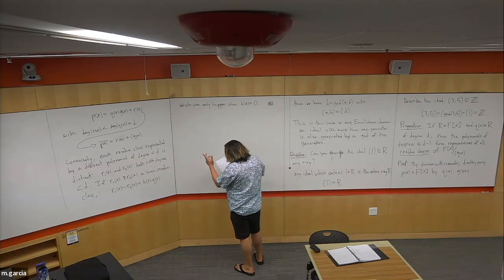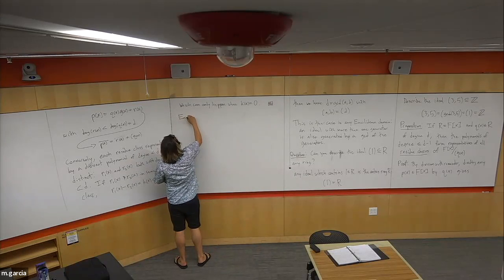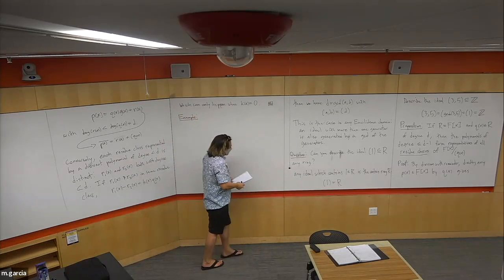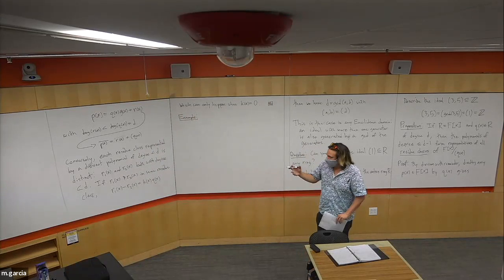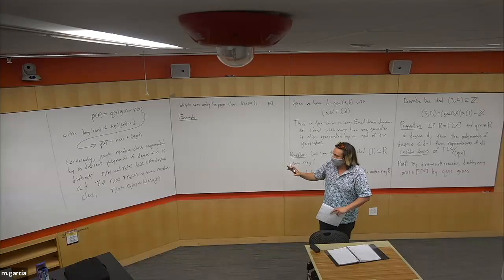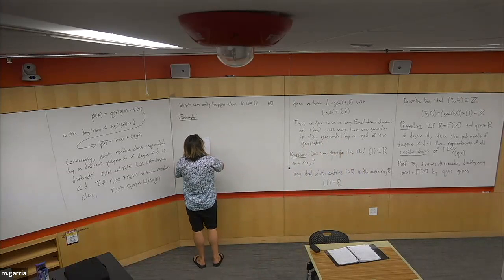Okay, so let's look at a concrete example. And this example is great because so far we've just worked in abstraction. What are quotient rings really all about? What are they good for? This will illustrate this point.